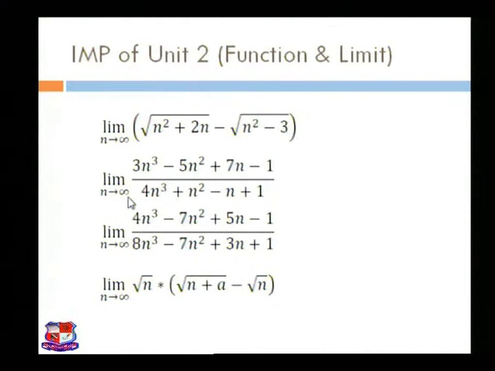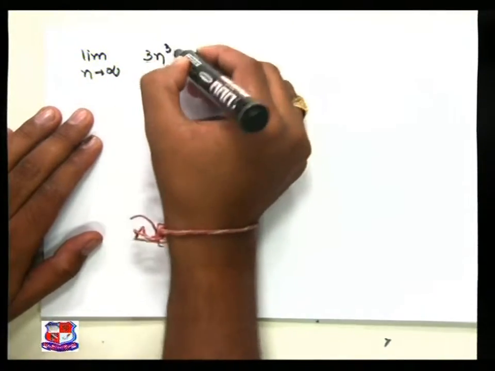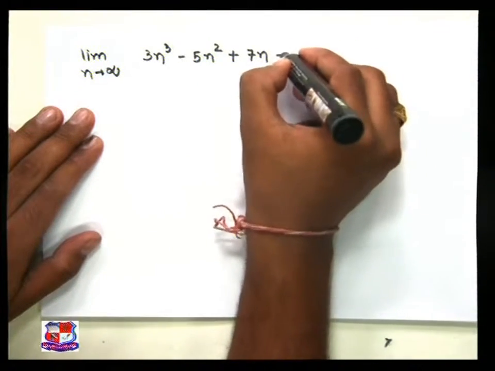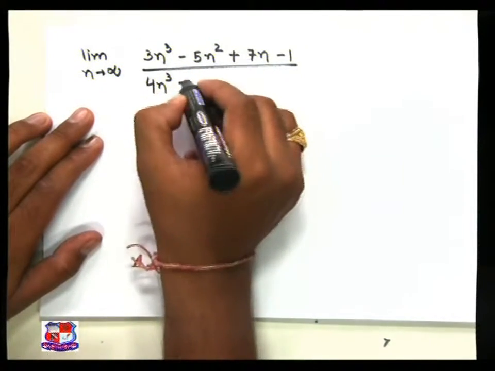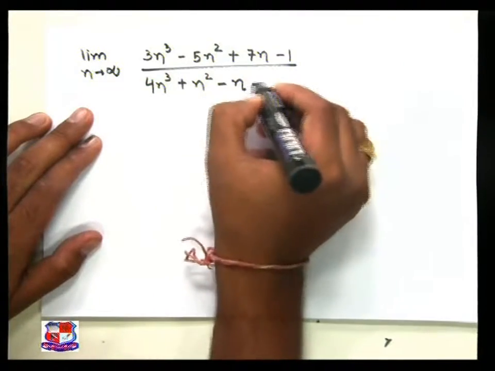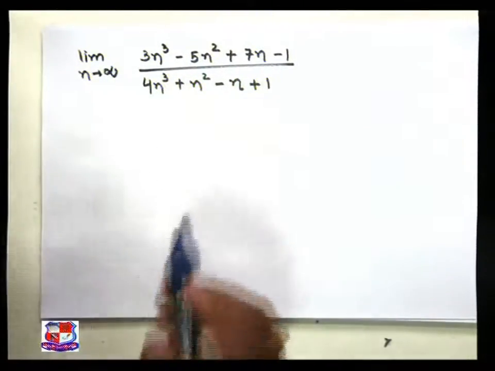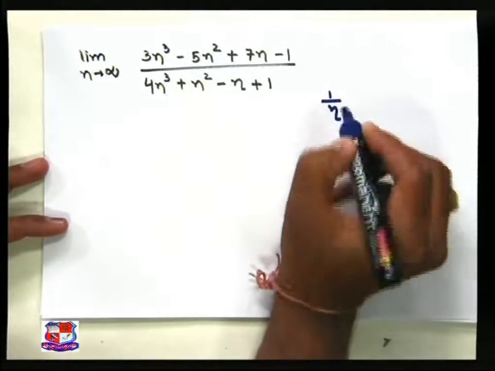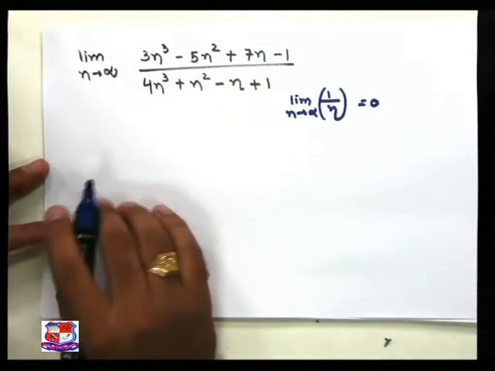So we write the sum, that is limit n tends to infinity of 3n cube minus 5n square plus 7n minus 1 divided by 4n cube plus n square minus n plus 1. So again, this is the n tends to infinity form, and we can't put the limit at present. So ultimately we want to convert this term into 1 upon n form, that is limit n tends to infinity of 1 upon n type form, and we can replace the limit directly with 0.